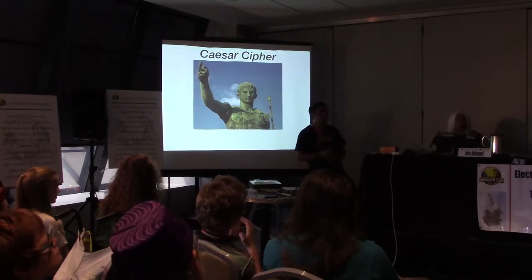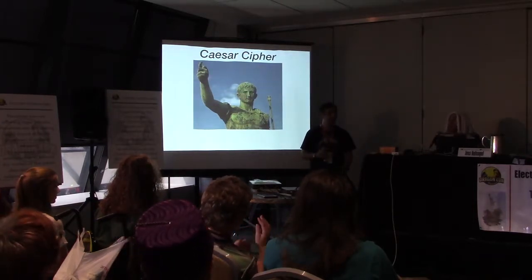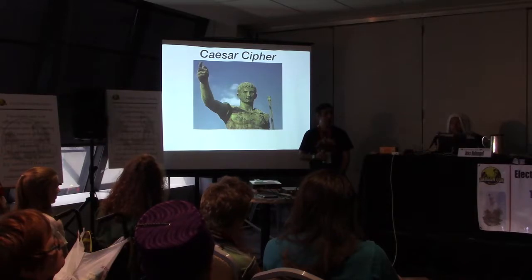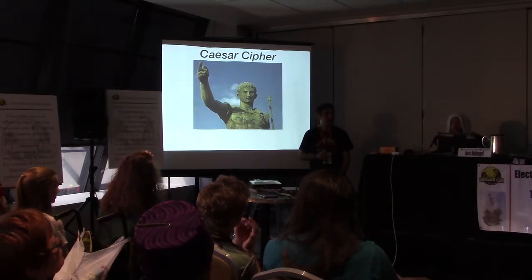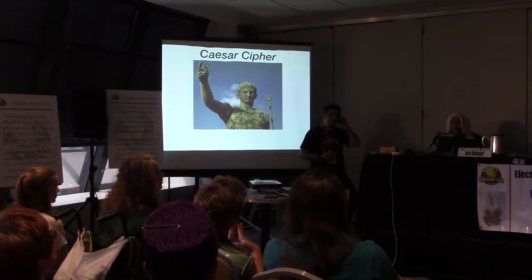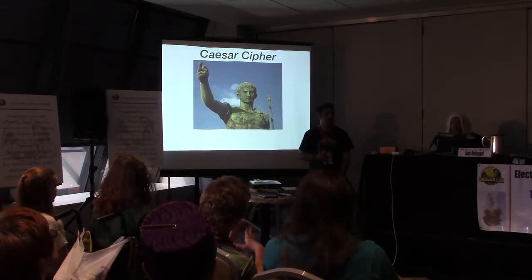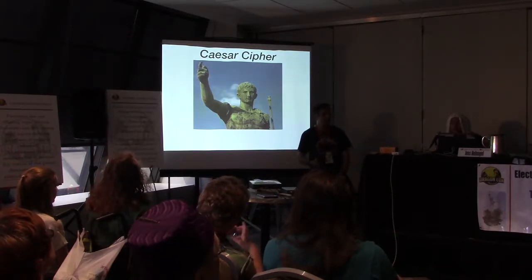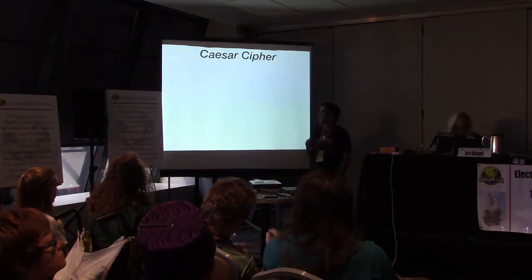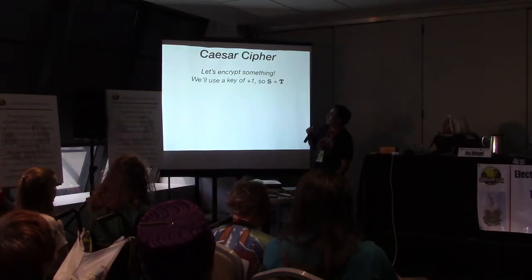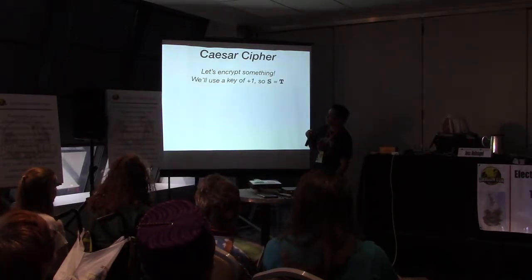And one of the ways that you get to win wars is to be able to tell your people what they need to do and not let the enemy know what you're going to do. So he came up with what we now call the Julius Caesar cipher. And it's pretty simple. Some people call it a substitution cipher. And you've seen some of this, so we'll just do one quick run through with a key of +1, so S becomes T.